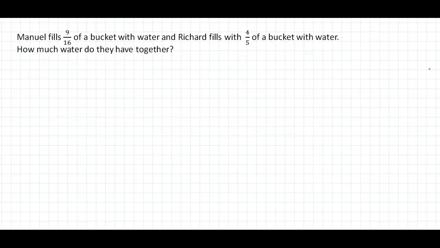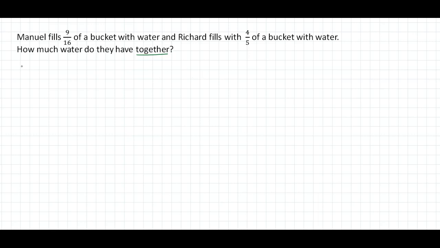Our final example. Manuel fills 9/16 of a bucket with water and Richard fills 4/5 of a bucket with water. How much water do they have together? Take note of that, together. That already tells you that you're going to be doing some addition.